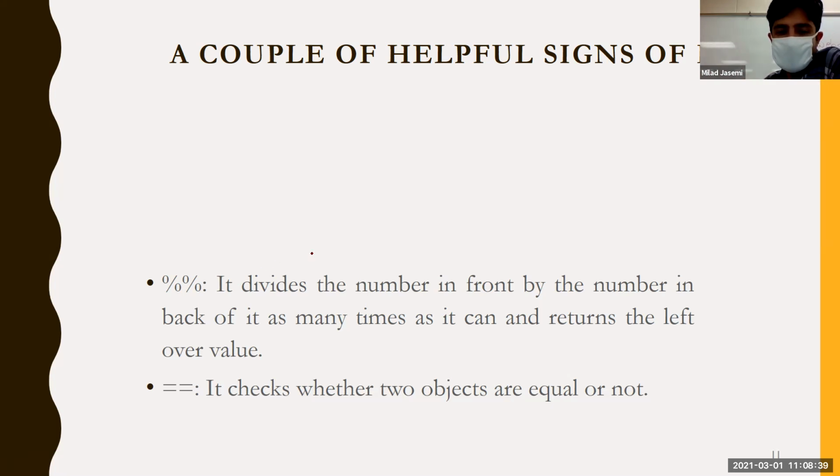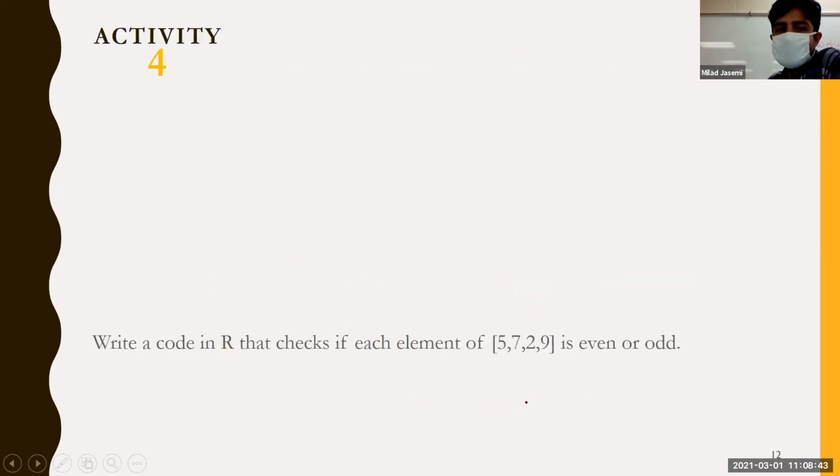And another one is this one. It checks whether two objects are equal or not. So do this activity. Write a code in R that checks if each element of this vector is even or odd. Before you start, let me tell you something.